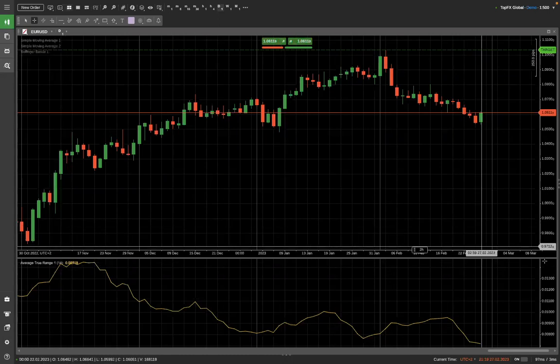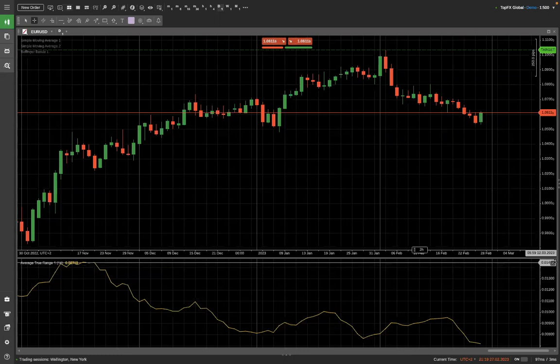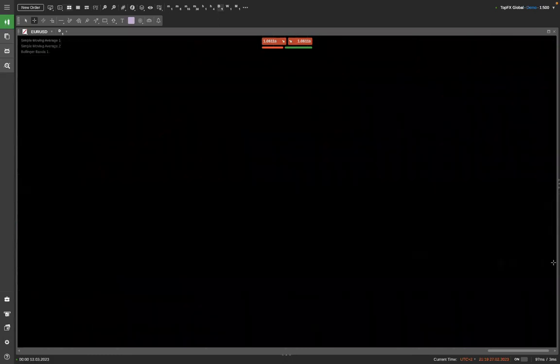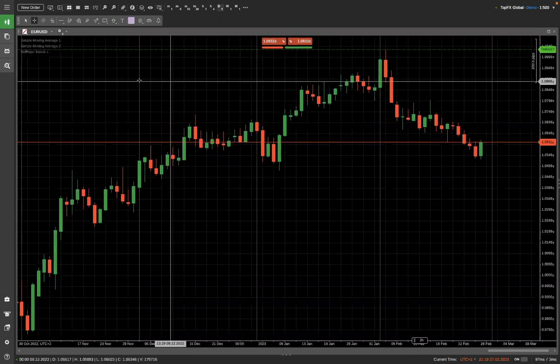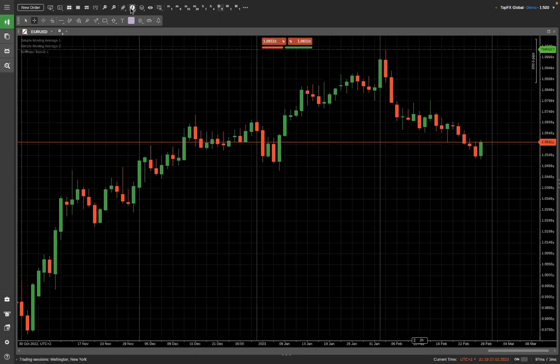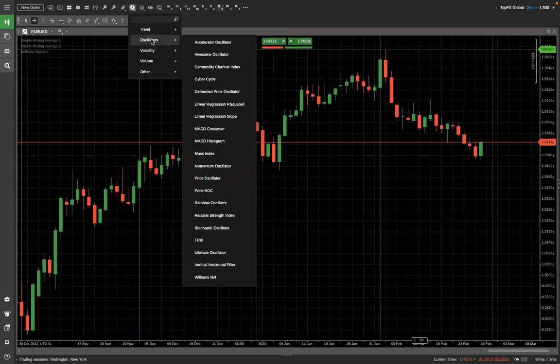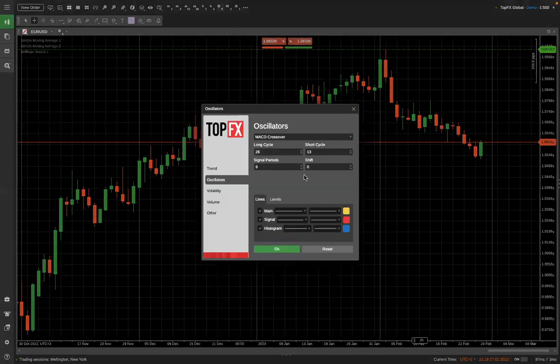So let's just remove this indicator from the market. There you go, it's off. And let's talk about one of my favorite indicators. You can find it in oscillators, and this is, of course, where is it? There you go, MACD crossover.